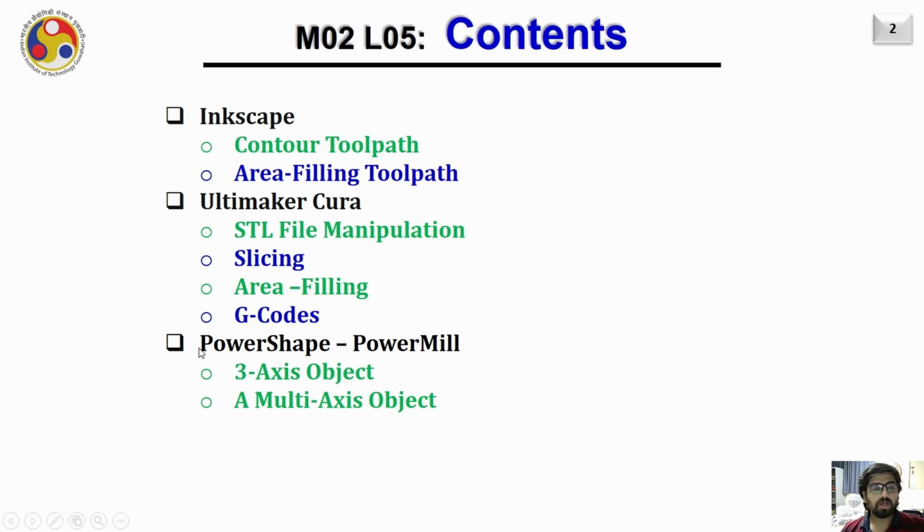In the end, we shall also discuss a commercial package, PowerMill and PowerShape by Autodesk. We shall discuss how this commercial package can also be used for additive manufacturing purposes. It is very essential to learn this type of commercial package when we deal with additive manufacturing processes such as directed energy deposition.